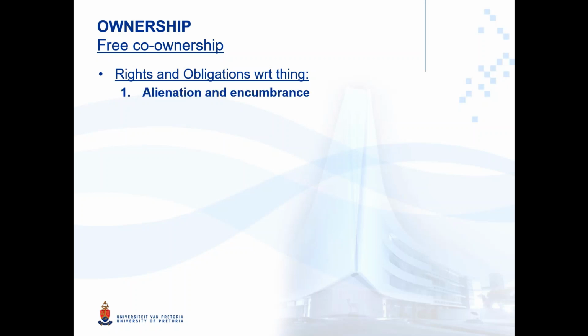In terms of the co-owner's right to alienate and encumber the co-owned property, a co-owner can alienate or encumber the co-owned property, meaning burden the property with limited real rights such as servitude or real security rights, without the consent of the other co-owners.